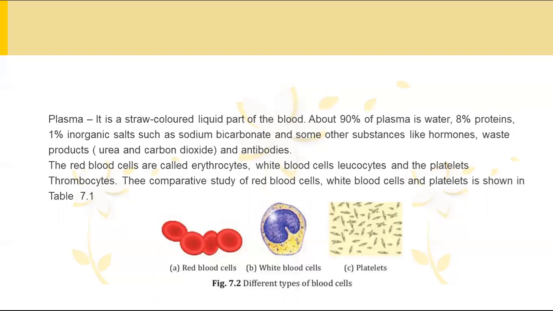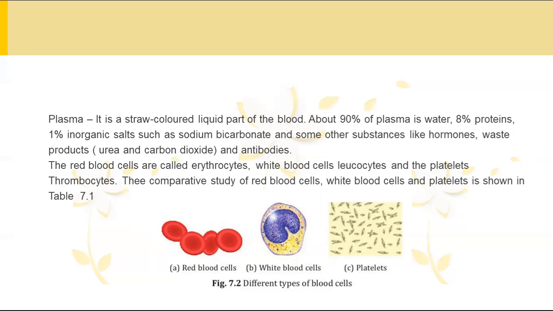So the next part of the blood is plasma. It is a straw colored liquid part of the blood. About 90% of plasma contains water, 8% contains proteins, and 1% contains inorganic salts. The inorganic salts present in the plasma include sodium bicarbonate. The remaining part contains other substances like hormones and waste products, meaning urea and carbon dioxide, and antibodies are also present.